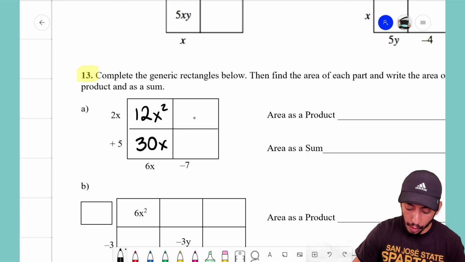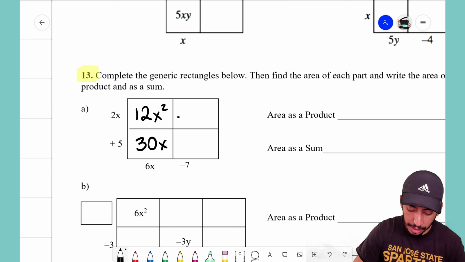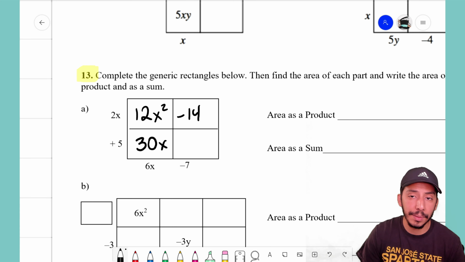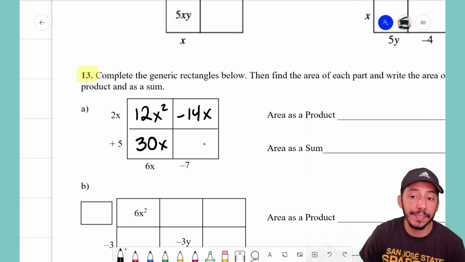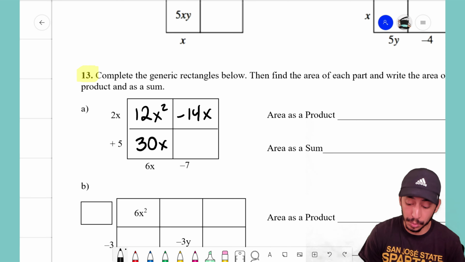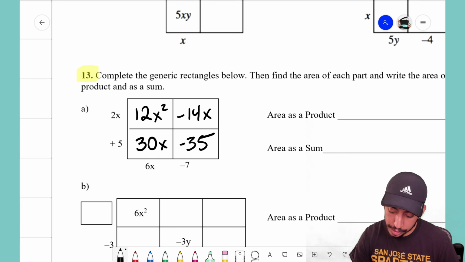All right. Over here in this box, we have 2x times negative 7. Again, do the numbers first if that helps. Negative 7 times 2 makes negative 14. I just have an x here, so I'll write the x right there. Finally, down here we have 5 times negative 7. Again, you can have a calculator if you need one. That becomes negative 35.